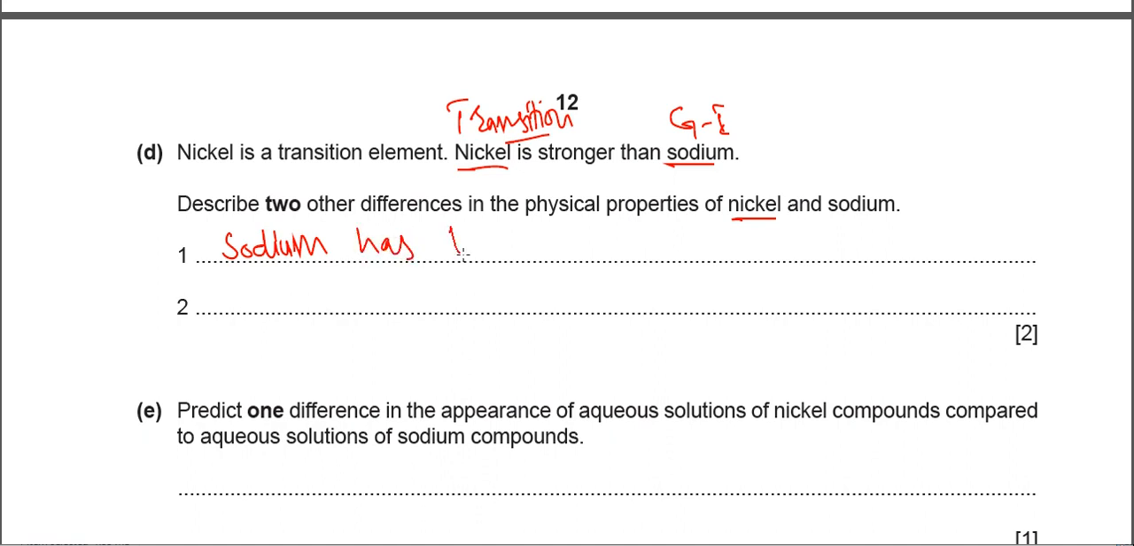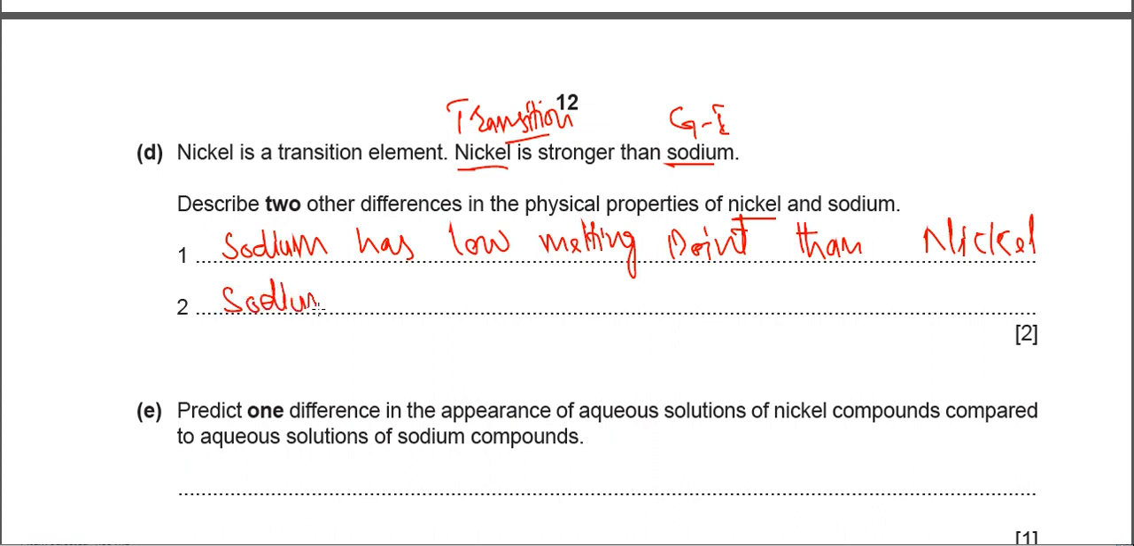Sodium has low melting point than nickel. Whereas next one, sodium has less density than nickel.